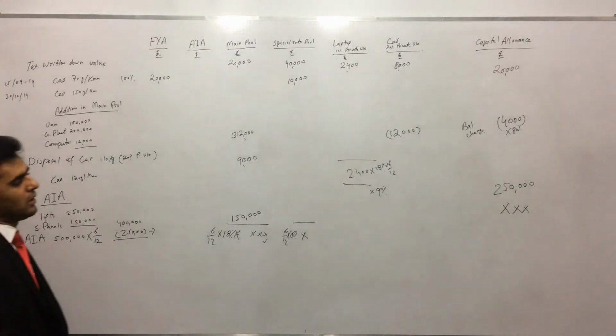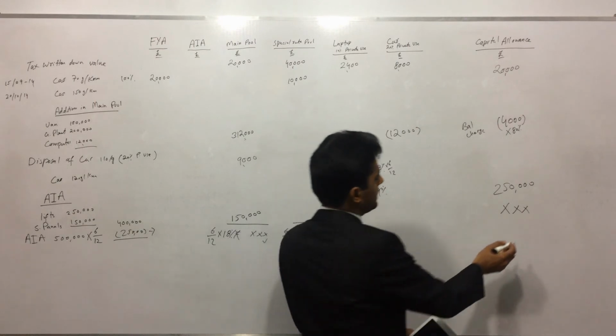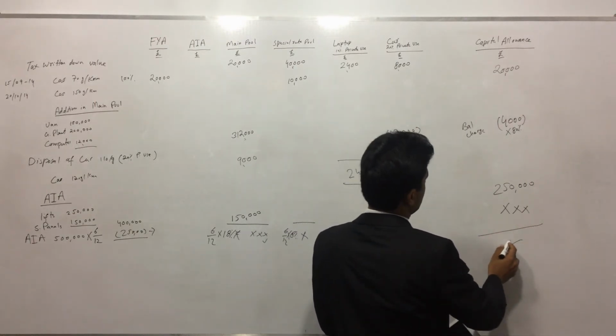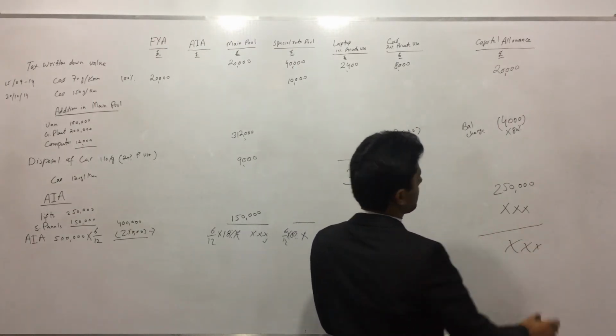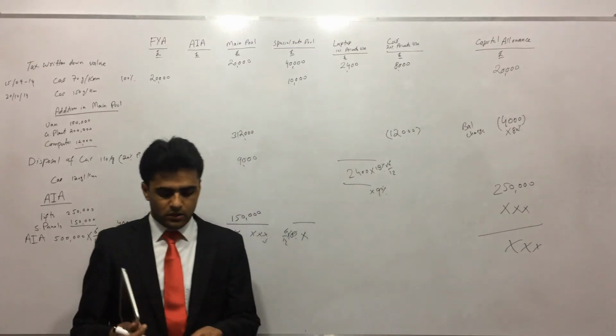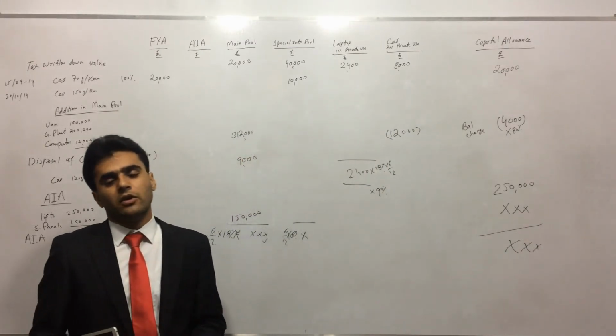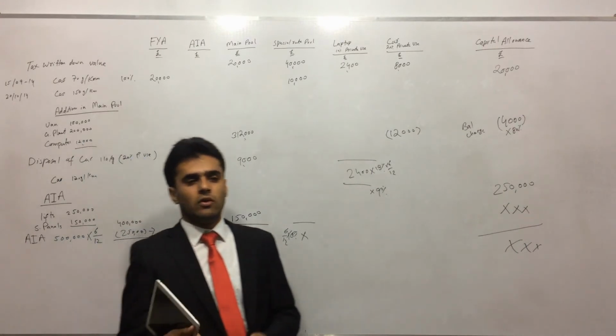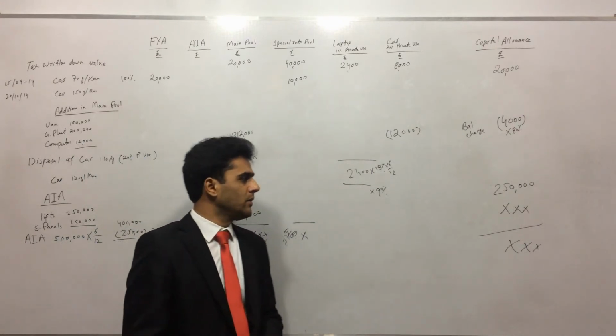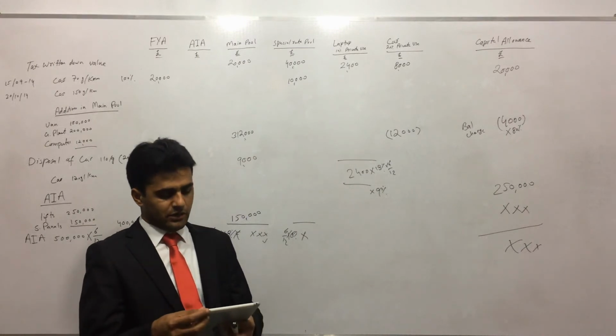Now the total figure of capital allowances will be deducted out of the trading profits. So it will go into the trading profit, and it will reduce the trading profit. So when it reduces the trading profit, we will pay less tax. All right. So that was our capital allowances.